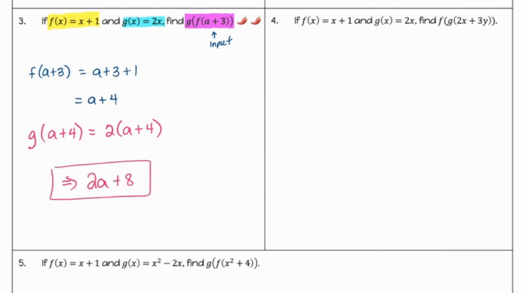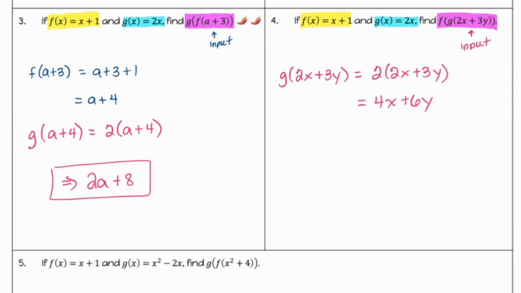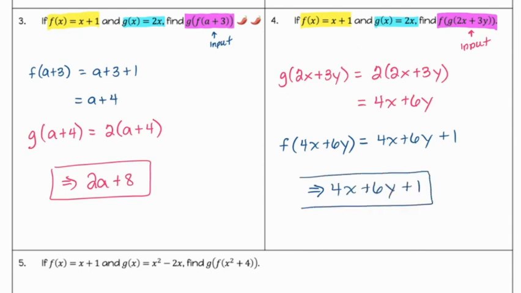Let's keep going. For our next one, we have our two functions, f and g. This time you are starting with f composed of g of 2x plus 3y. So here's my starting input. I'm going to start with the g function, input that into my g function. I get an output. That output is my new input for my f function. There is nothing for us to combine in that one, so that is my final output.